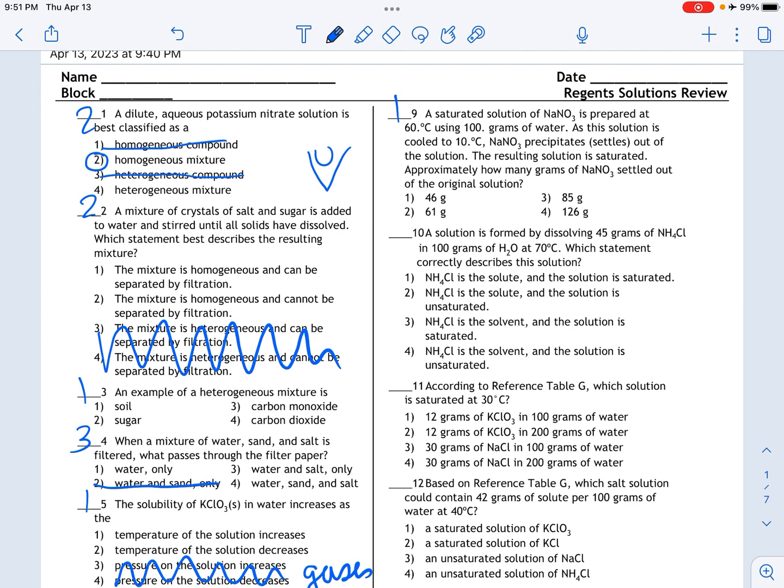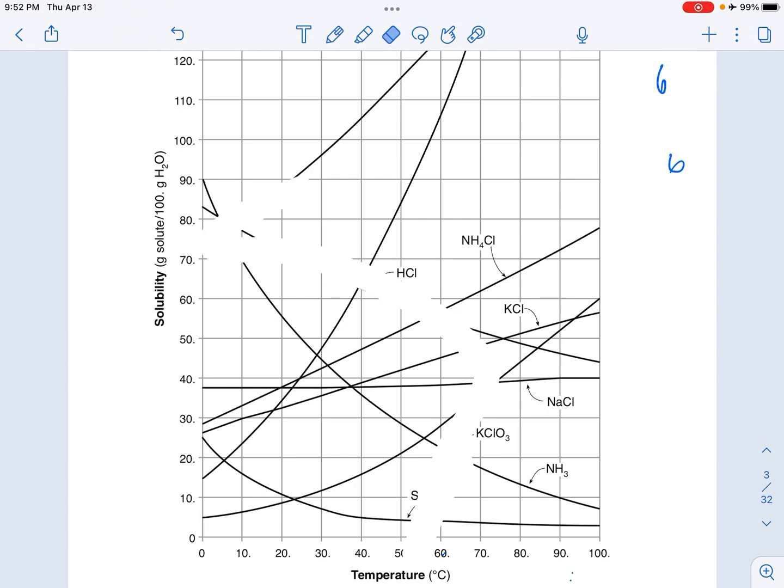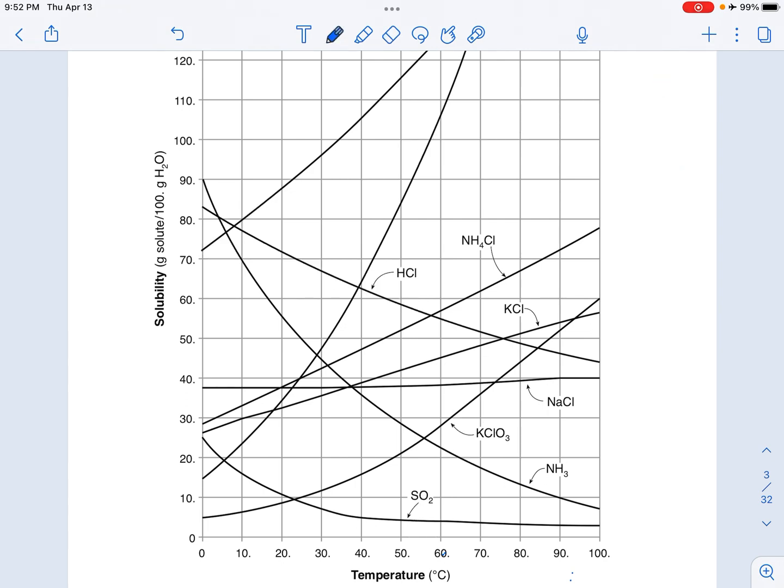A solution is formed by dissolving 45 grams of NH4Cl in 100 grams of water at 70 degrees. Describe the solution. Well, first of all, NH4Cl is the salt. It is the solute. So then we need to figure out, is it saturated or unsaturated? So back to table G we go. All right. It says NH4Cl at 70, and it's 40 grams.